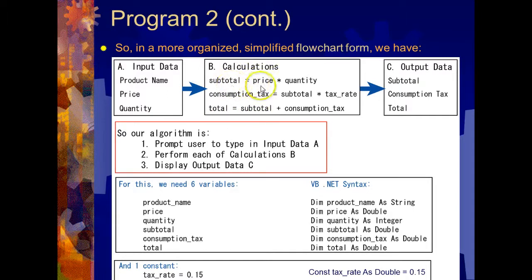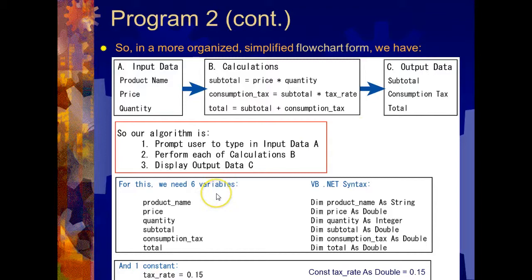So we have subtotal is price times quantity. Consumption tax is subtotal times tax rate. And total is subtotal plus the consumption tax. And then output, the subtotal, consumption tax, and the total. So our algorithm is prompt the user to type in the input data A, perform each of the calculations B, display the output data C.